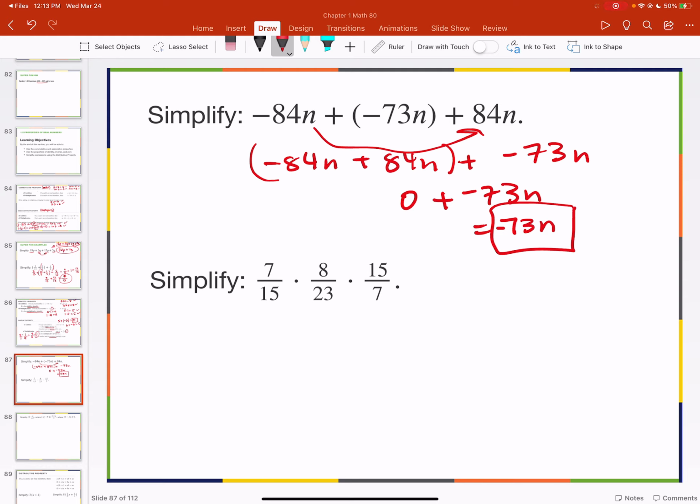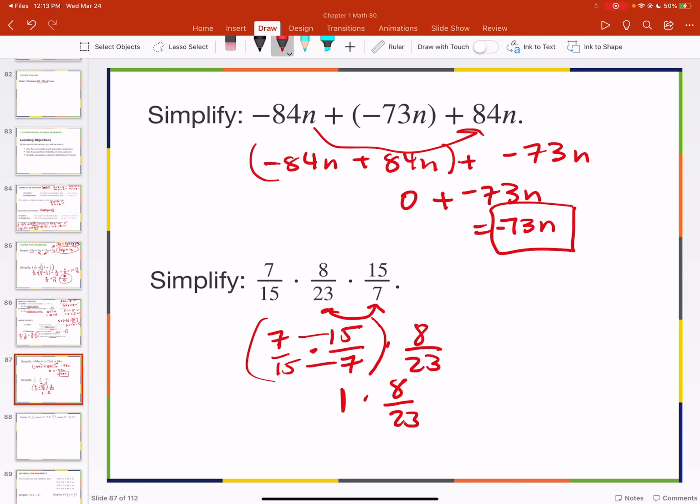Okay, now let's look at this here. If we use commutative property, we can write 7 over 15 times 15 over 7 times 8 over 23. These two are multiplicative inverses, right? Because they're reciprocals. So you would get 1 times 8 over 23. So then final answer, 1 times anything is still that anything. So this is 8 over 23.